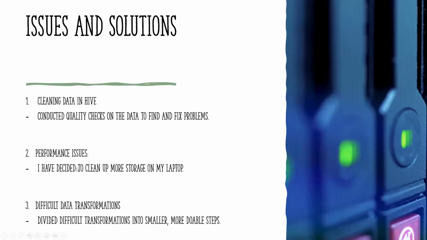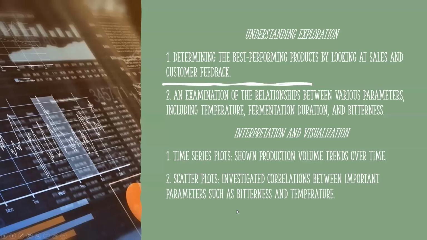The second thing, performance issues. The original system had performance issues, which were discovered through the analysis of a substantial 1 gigabyte brewery dataset. Analysis was laborious and resource intensive due to memory and processing power limitations. I decided to clean up more storage on my laptop. These modifications facilitated faster data analysis and more efficient queries. And the last thing was the difficult data transformations. This was my problem. I divided difficult transformations into smaller, more doable steps.